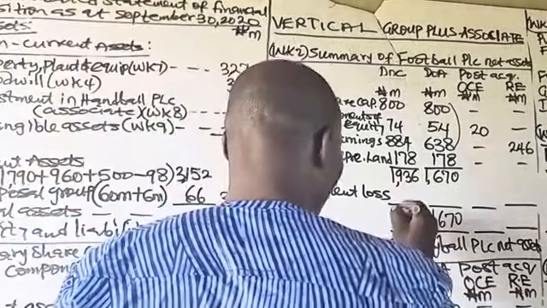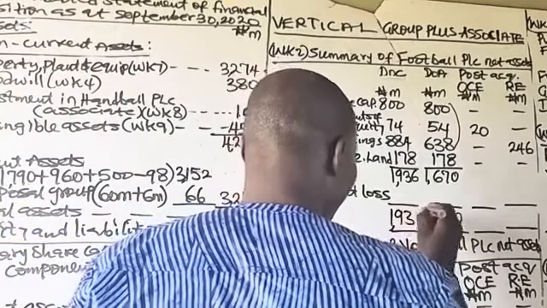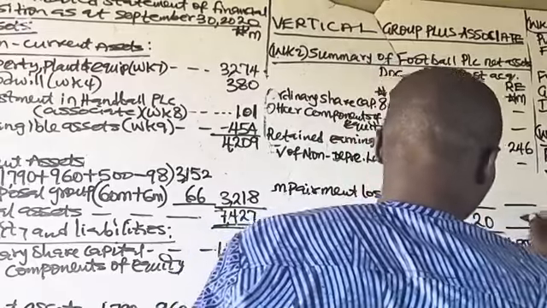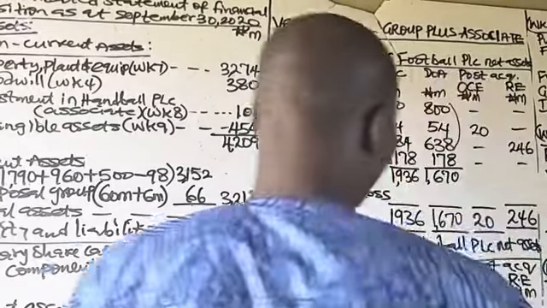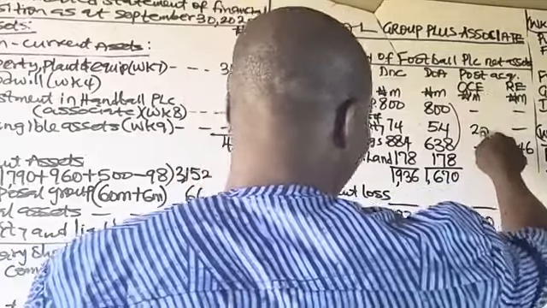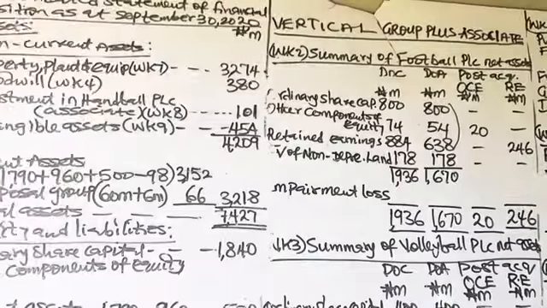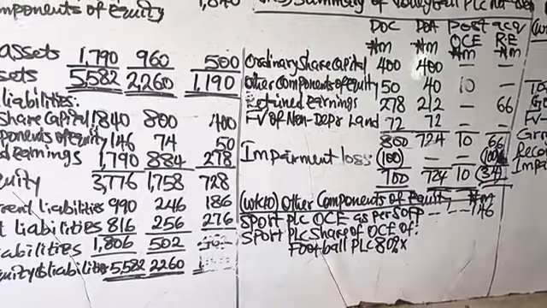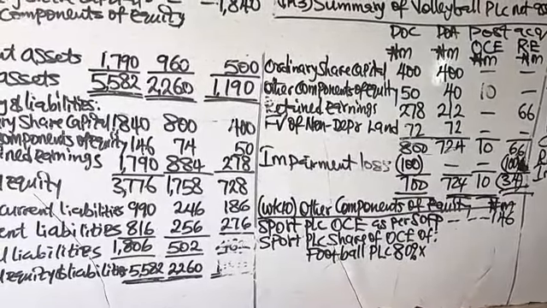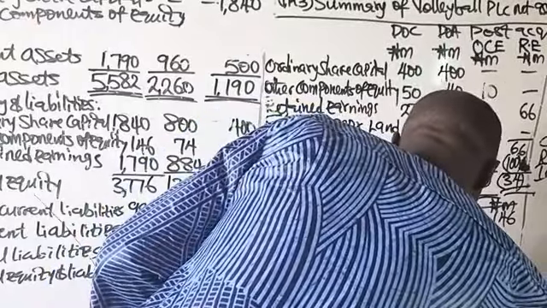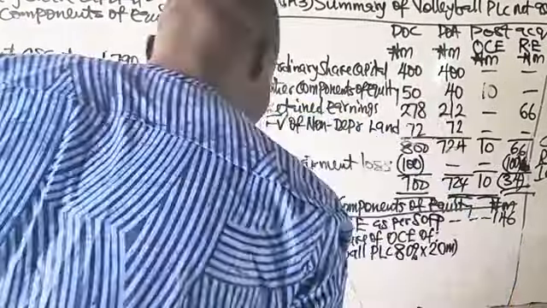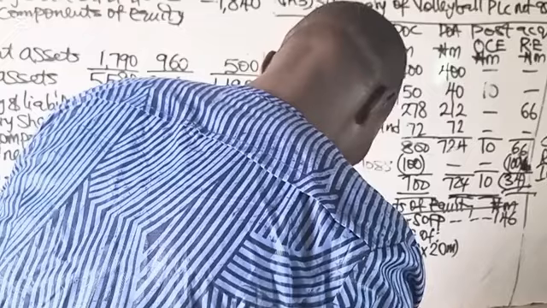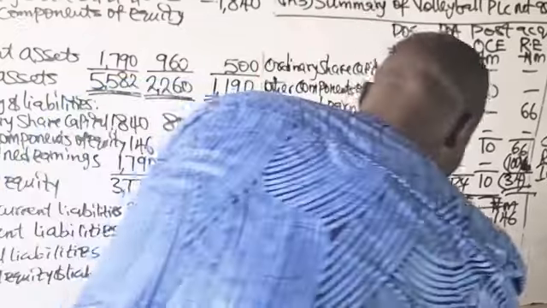So this is, let me bring down the total, 1936. Here, other components of equity, you have 20, and post-acquisition you have 246. So the other components of equity is 20 million. So we can share it. Parent will receive 80% of that 20 million. 80% of 20 million gives us 16 million.